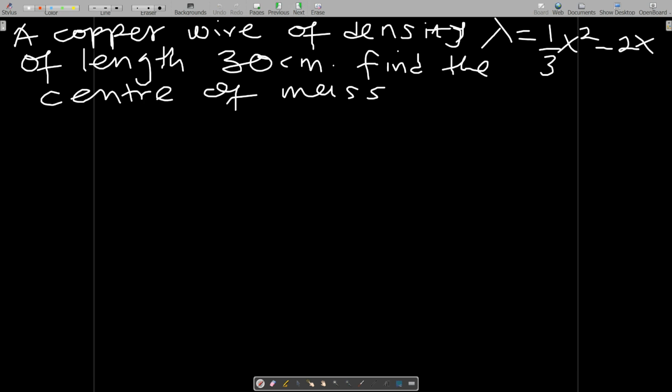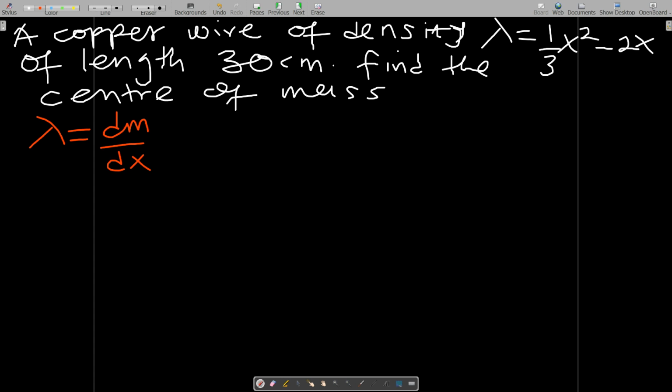Now, a copper wire of density lambda equals 1/3 x cubed minus 2x and of length 30 centimeters. Find the center of mass of this wire. If you remember, we said in the last example that since we are dealing with a copper wire of some length, it is 1D, and the density is always equal to some dm over dx. Now we said the center of mass would be in just the x direction.